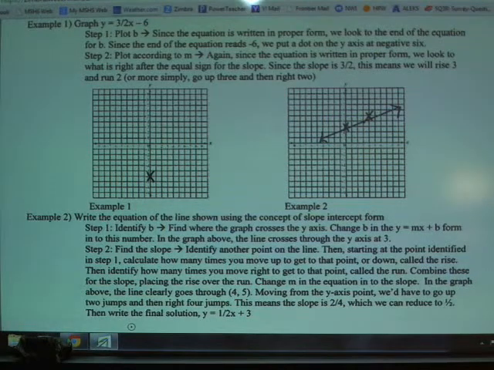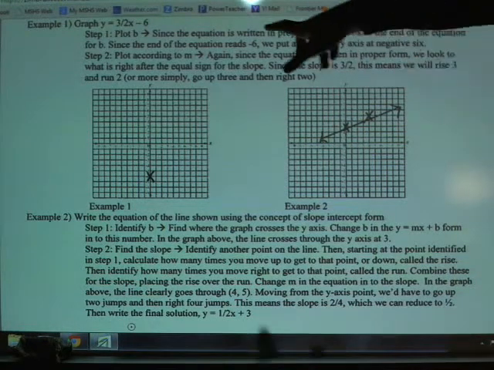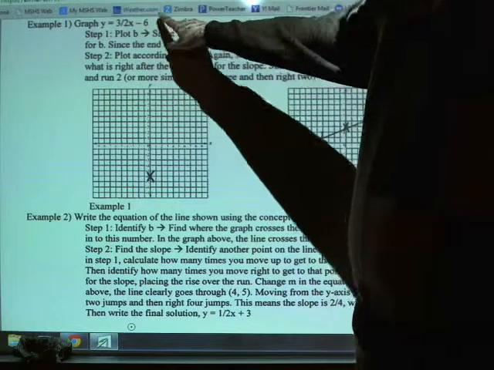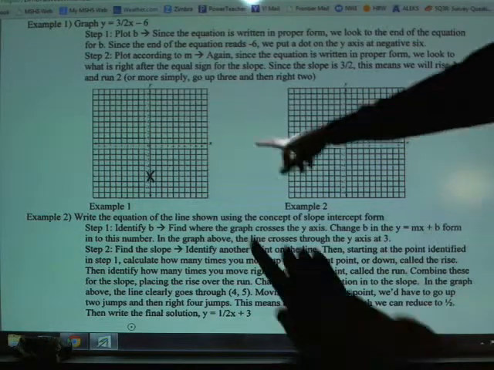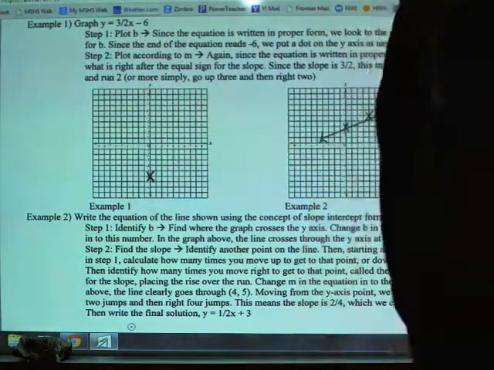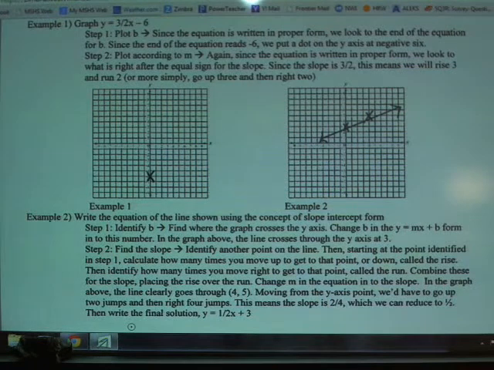All right, after you go through and plot that b number, again, which is the number at the end when it's written in the correct form, then you go ahead and go back to the slope. The slope is what's right after the equal sign. Slope here says 3/2. Well, remember, slope represents rise over run. So what that says there is I'm going to rise 3 and run 2. Where am I rising 3 and running 2 from?